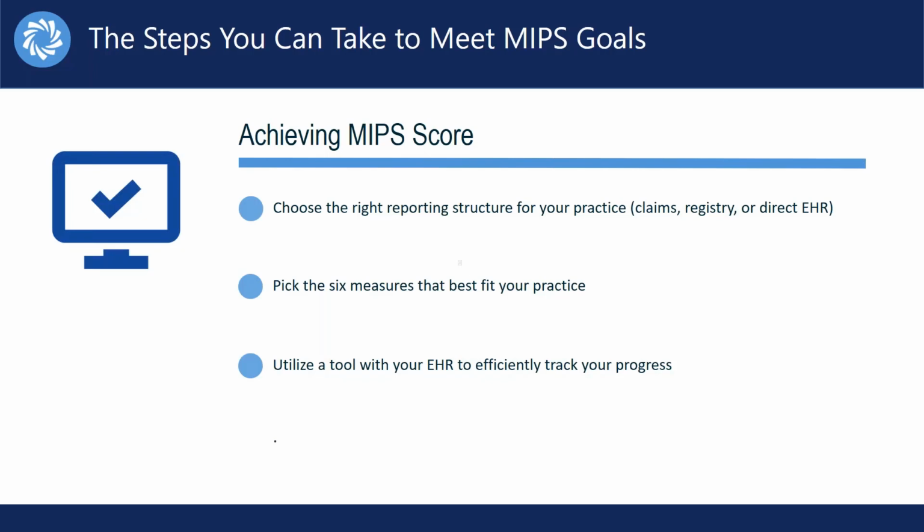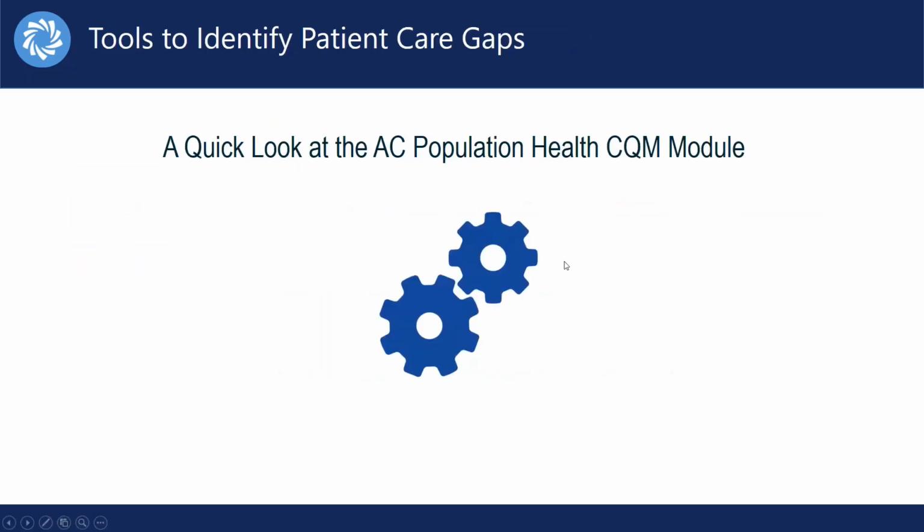Now, what I recommend is that you log on to the QPP website, qpp.cms.gov. So make sure you know that website. It is valuable for looking at MIPS. And you want to go through your quality section and then choose the 6 measures that are going to work best for you. And lastly, you want to utilize a tool within your EHR to effectively track your progress. And that's where Amazing Charts just makes life a little bit easier for you.